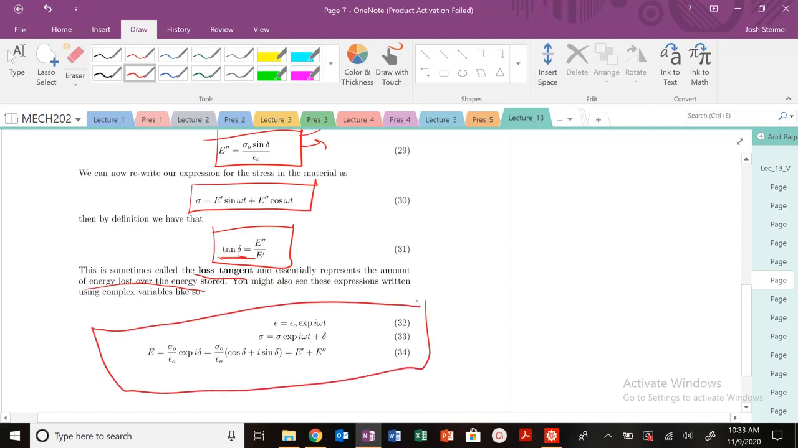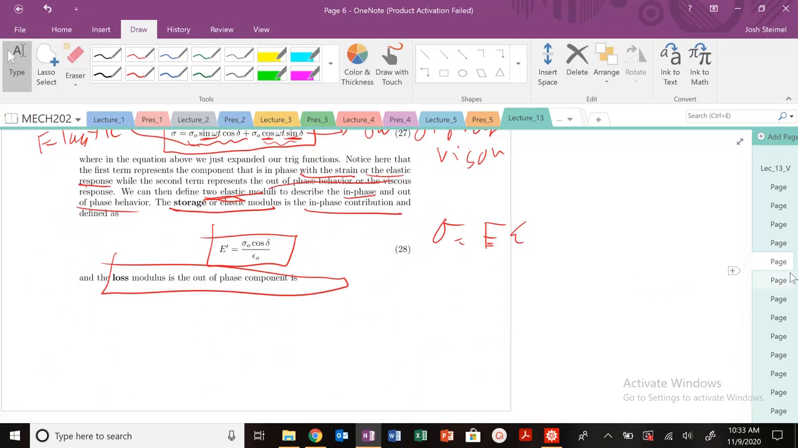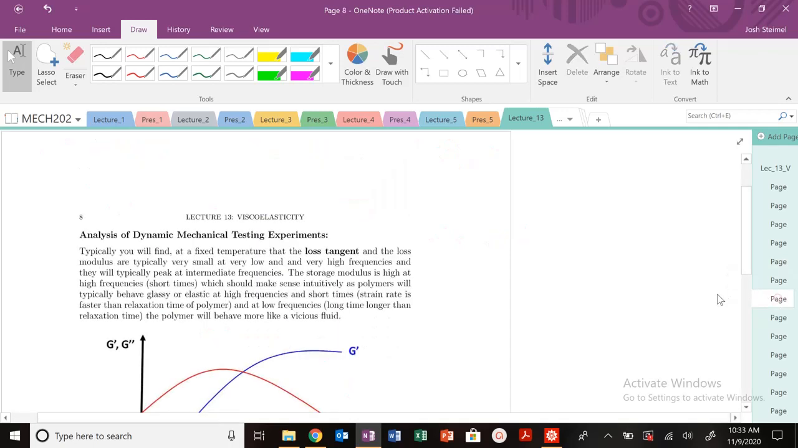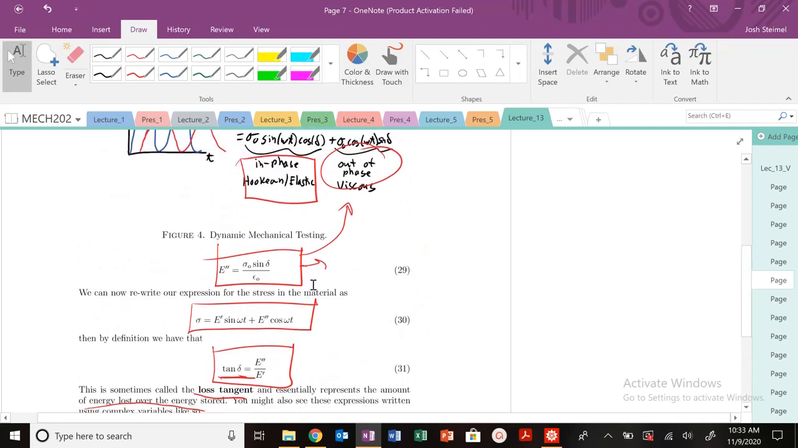It corresponds to the same thing, but sometimes you'll hear the storage modulus or the loss modulus referred to as the real or imaginary moduli. The in-phase component is our real component, and the out-of-phase or viscous response is our imaginary component. It's the same concept here. So this is just a definition and how this experiment is run.